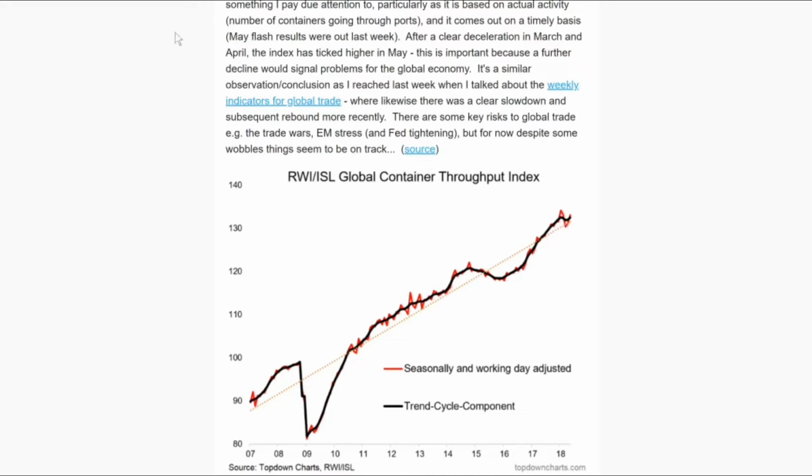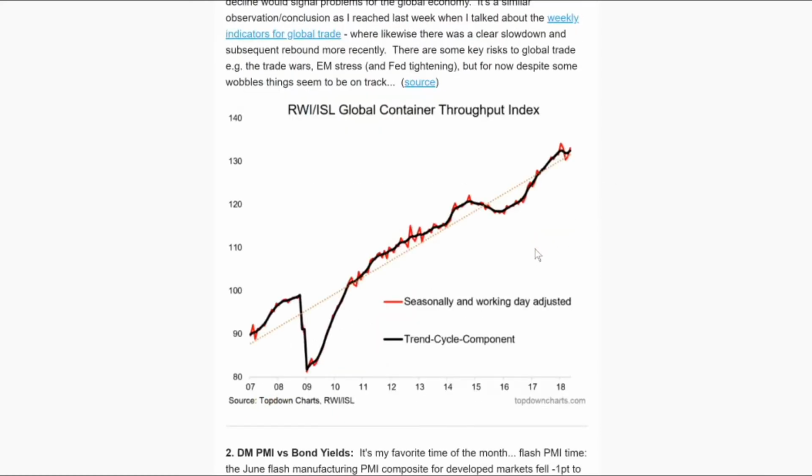But of course, there's a few things going on for global trade. Obviously the trade wars are not helpful. The stress starting to emerge in emerging markets, and very much related to that, Fed tightening. So I would say cautiously optimistic, and it's something that I like to watch in general, but at the moment I'm going to be watching it even more closely than usual. And not just this one, but other indicators as well.